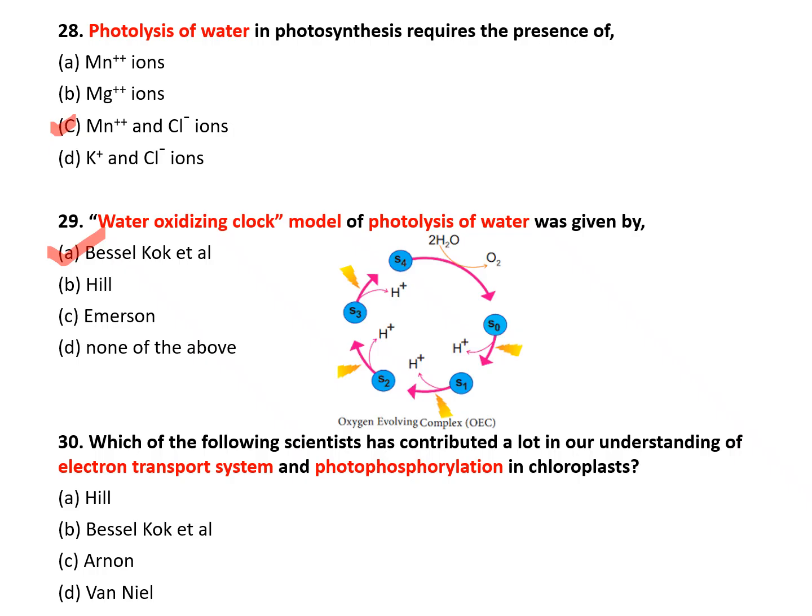The next question, number 30. Which of the following scientists has contributed a lot in our understanding of the electron transport system and photophosphorylation in chloroplast? Option A, Hill; option B, Kok et al.; option C, Arnon; option D, Van Niel. The correct answer is option C, Arnon.